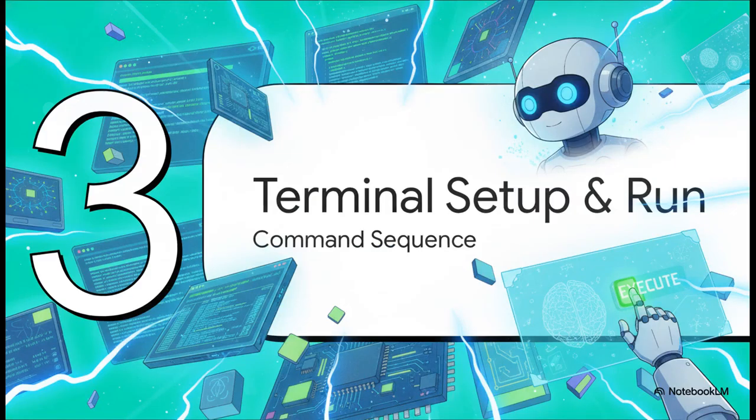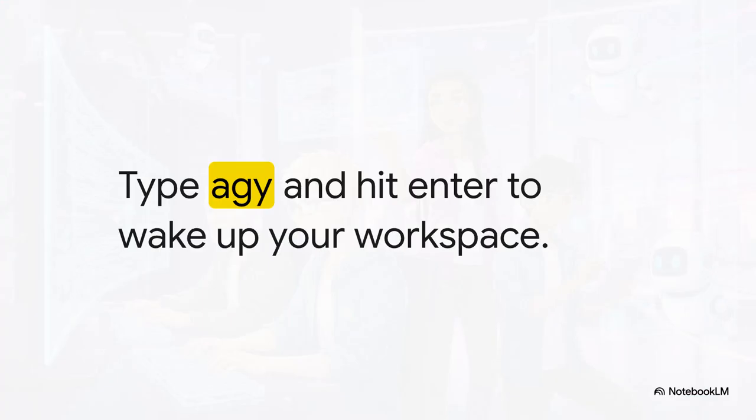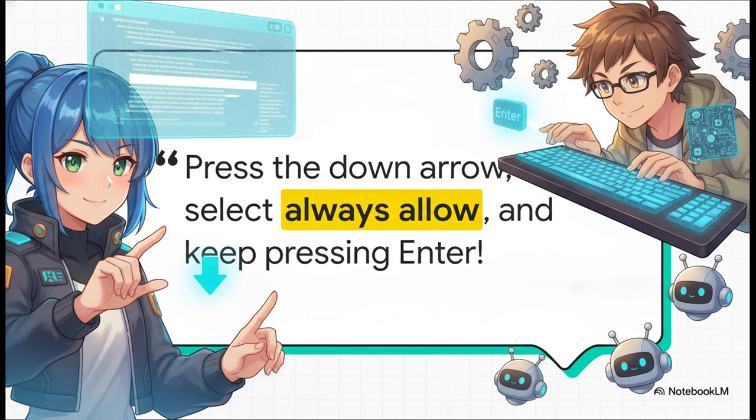Which brings us to Section 3, Terminal Setup and Execution, Building the Command Sequence. All right, fire up your preferred terminal. The very first thing on the to-do list is activating the environment. And it is incredibly simple. Literally just type AGY and hit Enter to wake up your workspace. Now, a quick heads up here. Once you start running the setup commands that follow, your terminal is going to get pretty needy. It's going to ask for a whole bunch of permissions. Don't panic. Just press the down arrow, select Yes and Always Allow, and just keep pressing Enter. Let the installation do its thing.